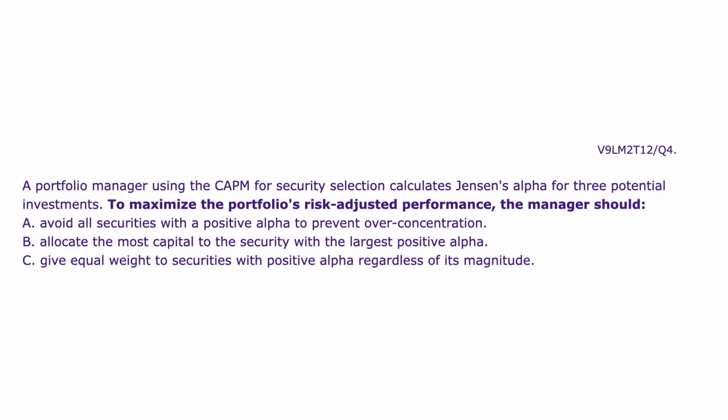A portfolio manager using the CAPM for security selection calculates Jensen's alpha for 3 potential investments. To maximize the portfolio's risk-adjusted performance, the manager should: A. Avoid all securities with a positive alpha to prevent overconcentration. B. Allocate the most capital to the security with the largest positive alpha. C. Give equal weight to securities with positive alpha regardless of its magnitude.